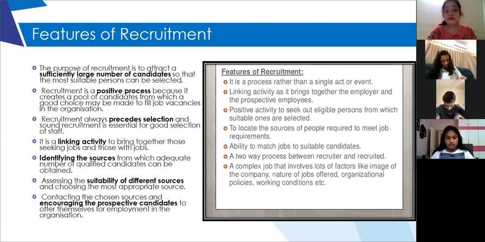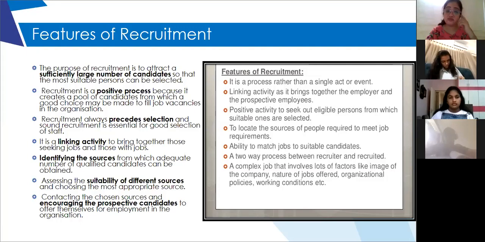You have to identify the source from which I can get an adequate number of qualified candidates. Is it an external source? Is it an internal source? Is it from within the organization that I'm getting the candidate, or from outside through advertisements, through employment exchanges? So source is important to identify. It is a two-way process between the recruiter and the recruited. You have to assess the suitability of the source and choose the most appropriate source.